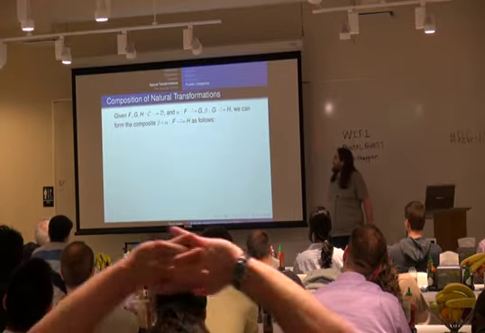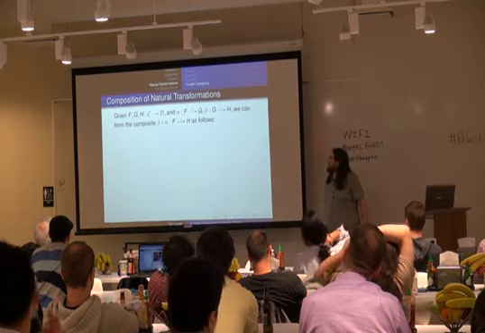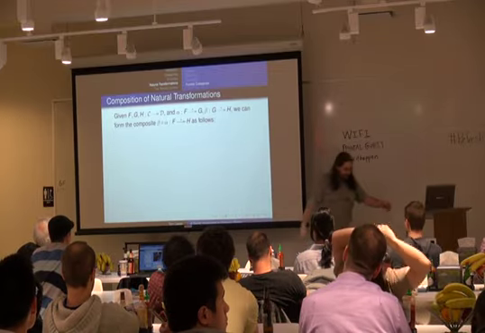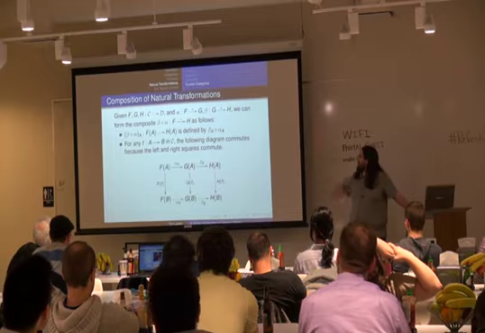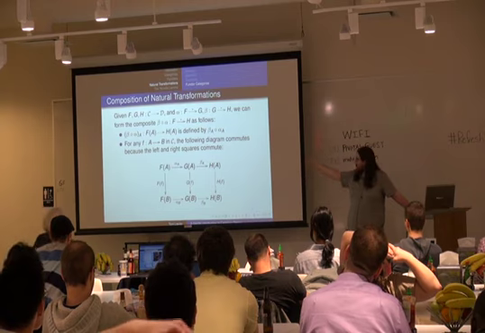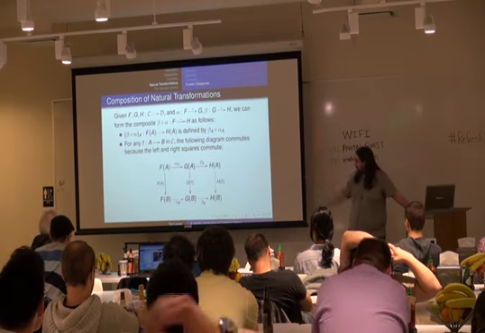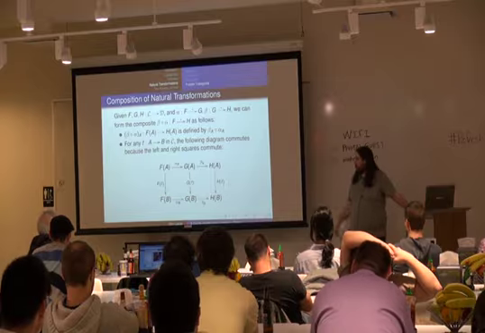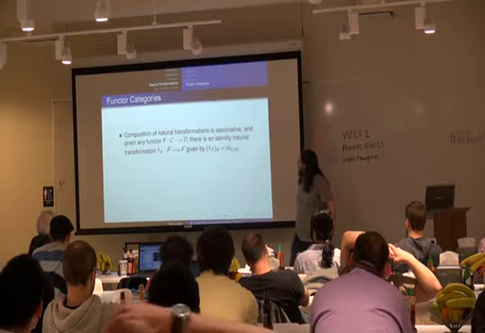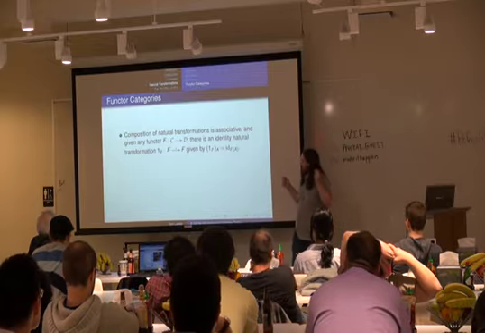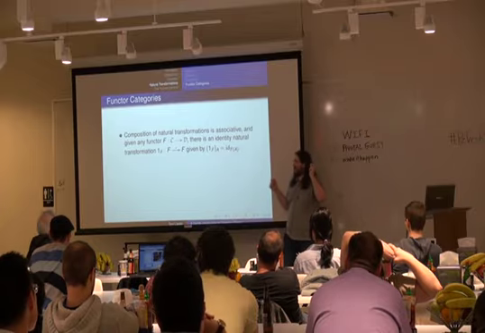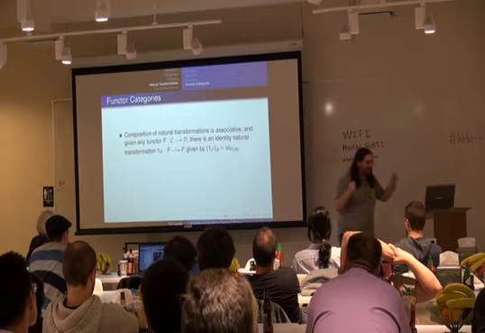Given, you know, 3 functors going from C to D, I've got a natural transformation from f to g and one from g to h. I can compose them. It's fairly straightforward. The composite at a particular object is just the composite of the individual morphisms for that object. And the diagram commutes because both sides commute. So it turns out that composition of natural transformations is associative. And there's an identity natural transformation from any functor to itself. This should start to sound familiar by now.